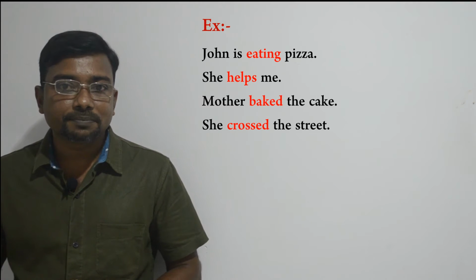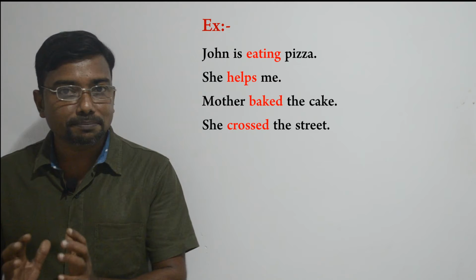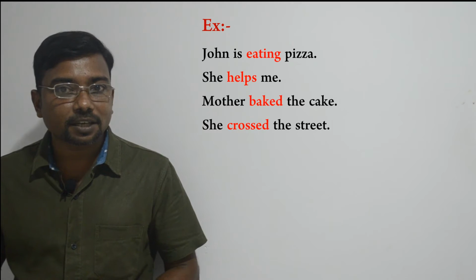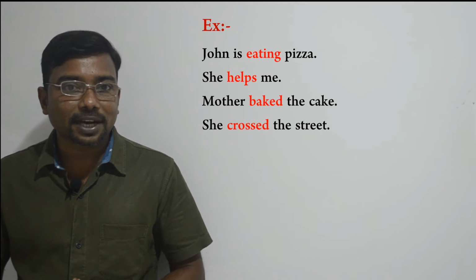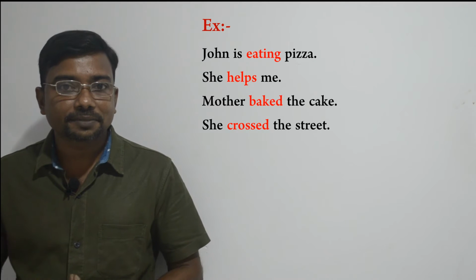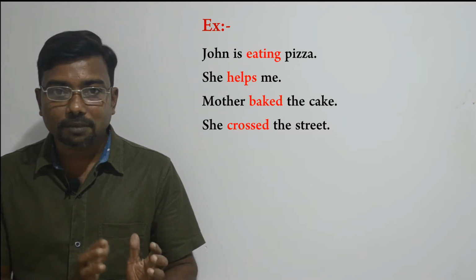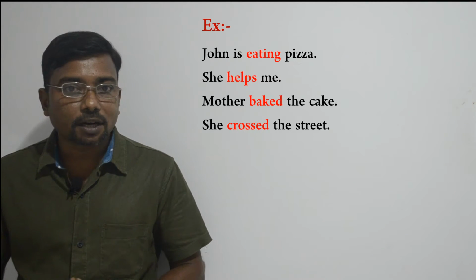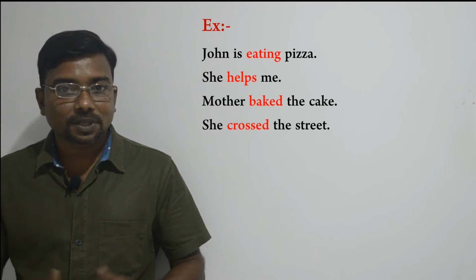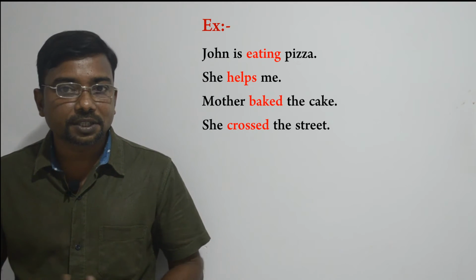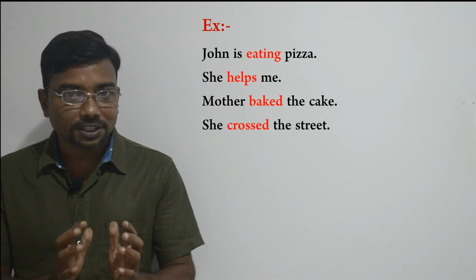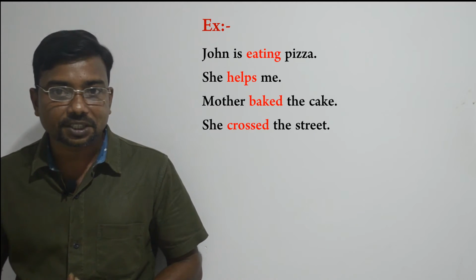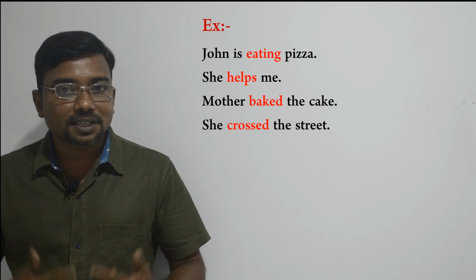Look at the second example. She helps me. Here me acts as an object, helps acts as a transitive verb because it has a direct object to receive that action. Look at the third example. Mother baked the cake. Here also cake is the object and baked acts as a transitive verb because it also includes a direct object to receive that action. Okay, move on to the final one. She crossed the street. Here crossed acts as a transitive verb because street is the object of the sentence that receives the action. So therefore crossed acts as a transitive verb.